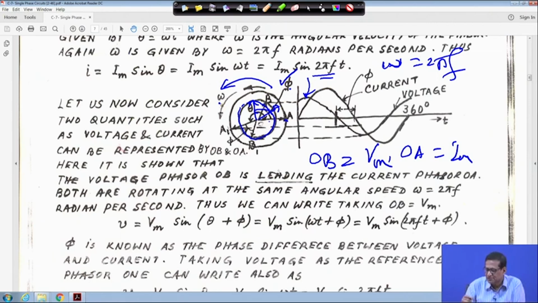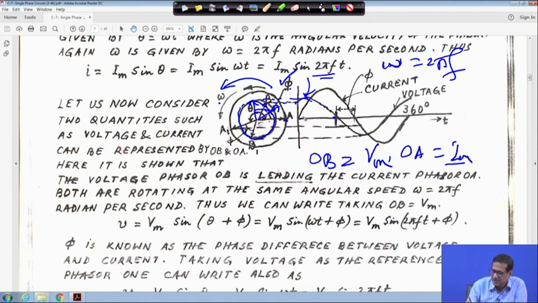So, in that case, if you make the projection of the voltage from this point, some point will be there. When it comes to 90 degrees, it is the peak value Vm, finally it will go and come to 0, and again it will move like this. Similarly, OA is the Im we have taken. At this point, theta is equal to 0.